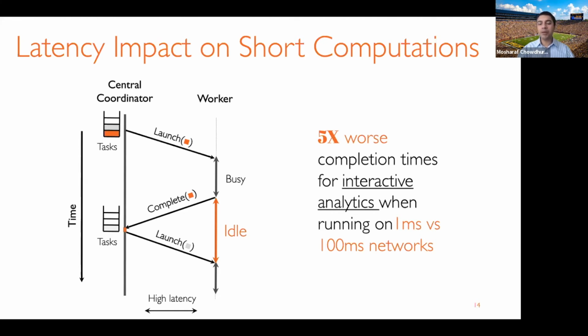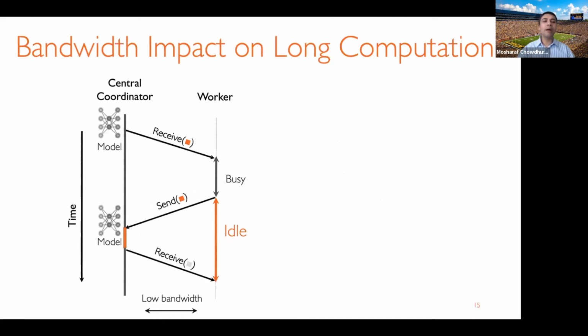So in our experiments, we found that for interactive analytics, just changing the latency of the network, with the bandwidth and everything else remaining the same, the number of workers remaining the same, just changing the latency of the links from 1 millisecond to 100 milliseconds made average job completion time about 5 times worse. So high latency impacts the runtime of the jobs that we run. And similarly, low bandwidth also affects it.